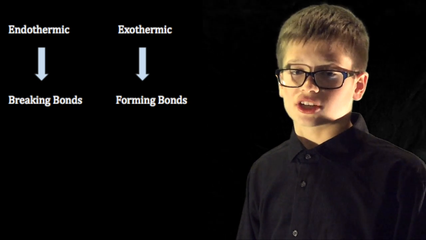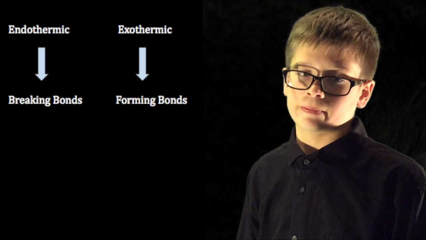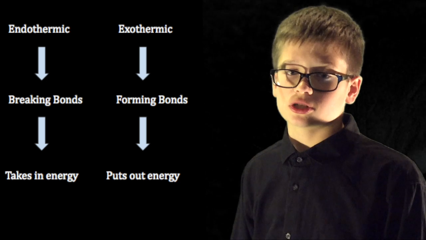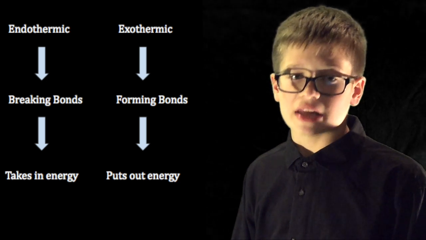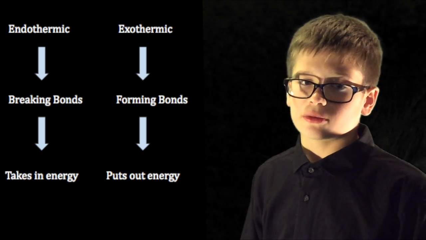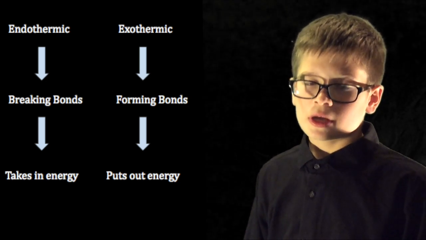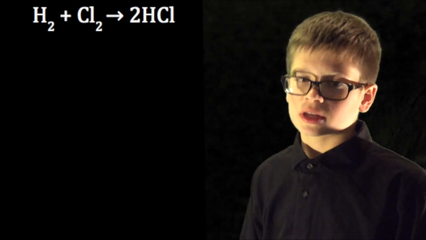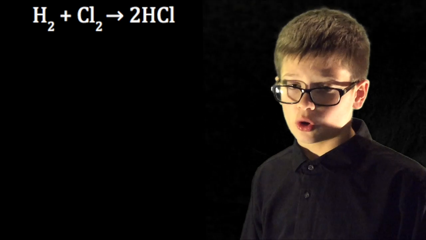There are two types of reactions, exothermic and endothermic. An exothermic reaction gives out energy into its surroundings. An endothermic reaction takes in energy from its surroundings. Every reaction has an endothermic part and an exothermic part. In the reaction, 2 hydrogen plus 2 chlorine yields 2 hydrogen chloride.